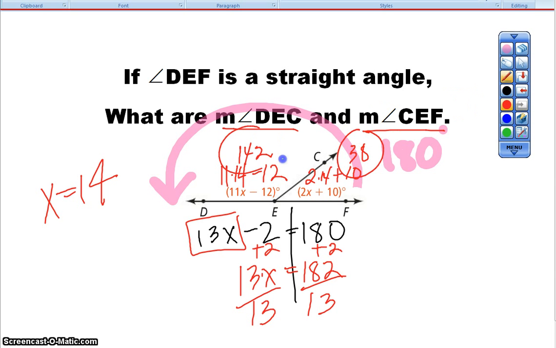Check your work. Ask yourself, 142 and 38, is that coming out to be 180? And it is, so you're good.